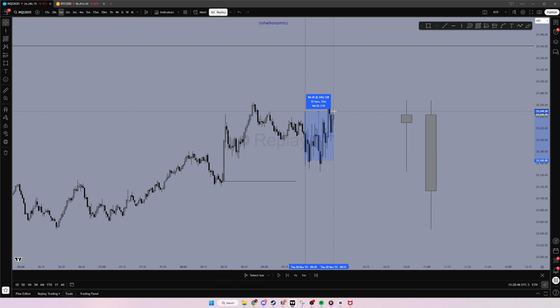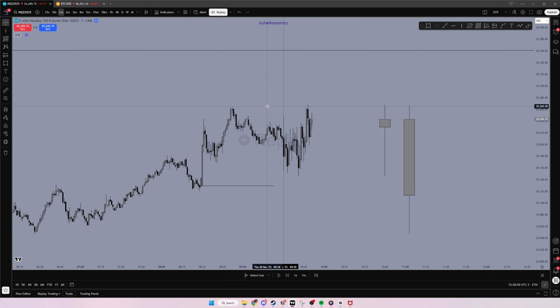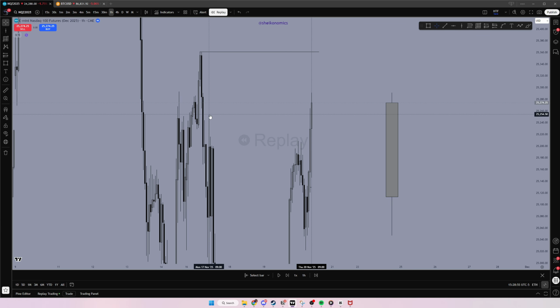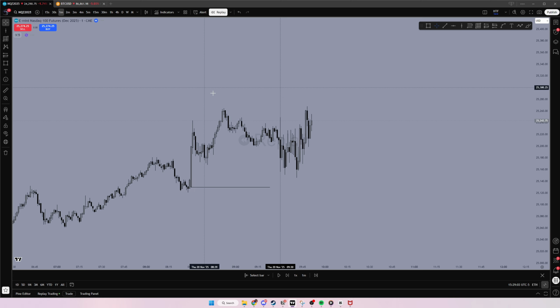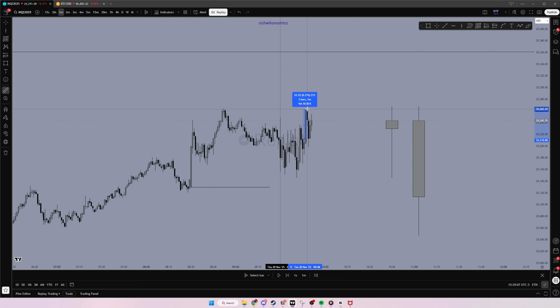So we opened pretty choppy here, and one thing I was looking at was these gaps here on the high time frame. So you can see we swept this internal high inside this 1 hour gap here, and we also had the second 1 hour gap. And on ES, we also had a final 1 hour gap that got tapped during this move up here.